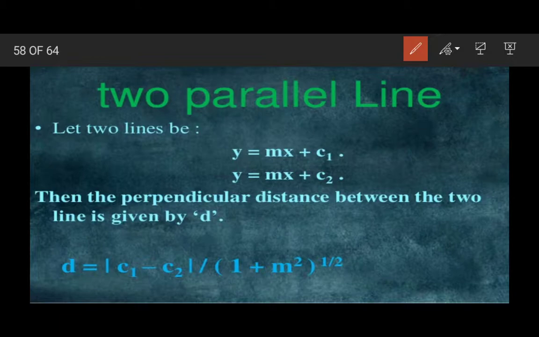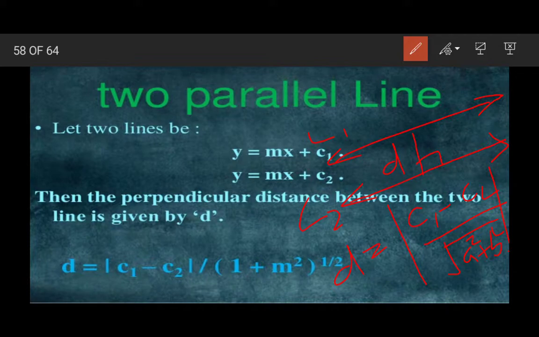If two lines are parallel to each other, then to find the distance between these two parallel lines, let these be the parallel lines L1 and L2. Then the distance between these two parallel lines, suppose it is denoted by D, then this D will be mod of C1 minus C2 upon root of A square plus B square. Okay, now what is C1 and C2?